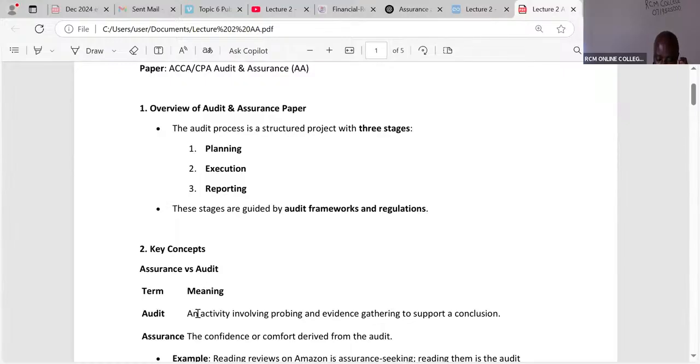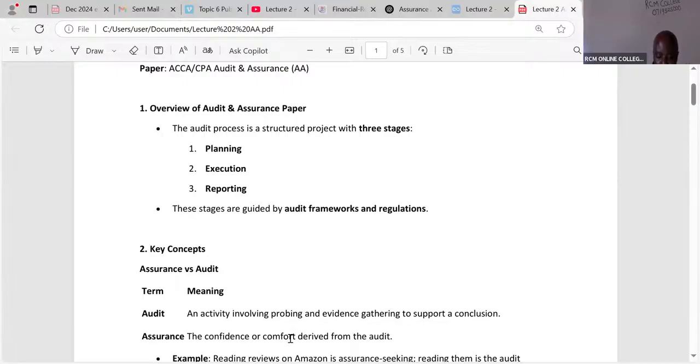Audit is an activity involving probing. Probing means asking intense questions and gathering evidence to support a conclusion. Yes, we are gathering evidence for us to be able to support a conclusion. And in all cases, audit is normally done over financial statements. We audit financial statements. How about assurance?